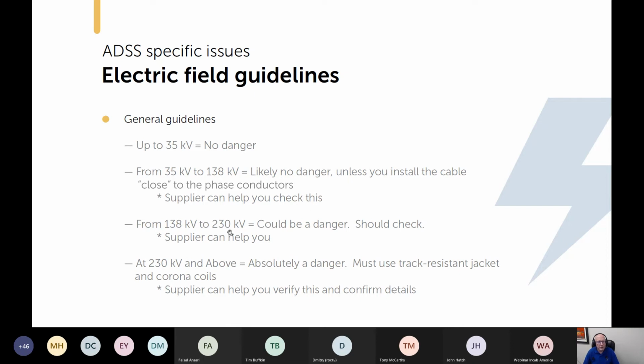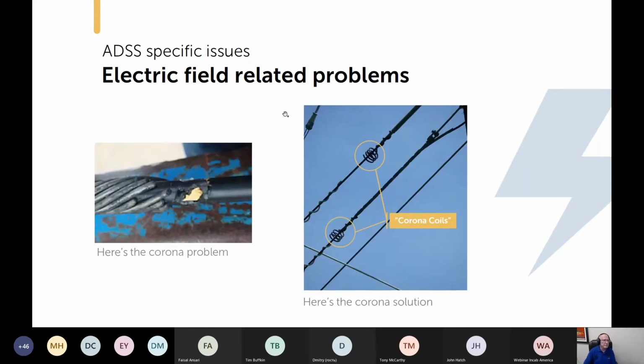From 138 to 230, you absolutely should check, and the supplier should be able to help you do that. And at 230 kV and above, you absolutely have a danger, and you absolutely need to use a tracking resistant jacket and corona coils. And again, the supplier should be able to help you with that and help you with details. Here's a picture of what corona has done in the field. And here's a picture of the corona coils that are the solution to corona problems.